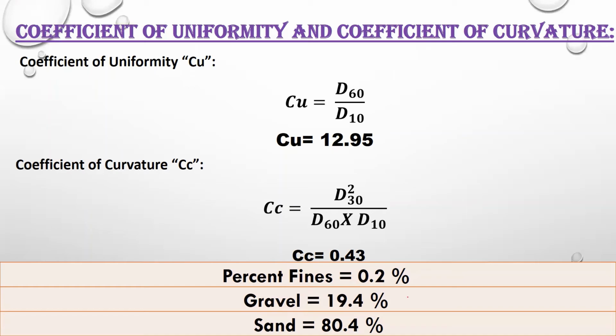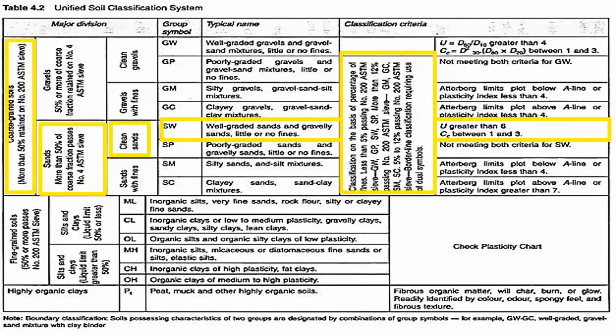When I got this percentage, on this basis, what do I have to do? Coarse grained soil, more than 50% retained. This is the Unified Soil Classification System. So, coarse grained soil or fine grained soil. If you have more than 50% retained on number 200 ASTM sieve, we will take this one. Otherwise, we will go for the fine grained soil, where 50% or more passes number 200 sieve.